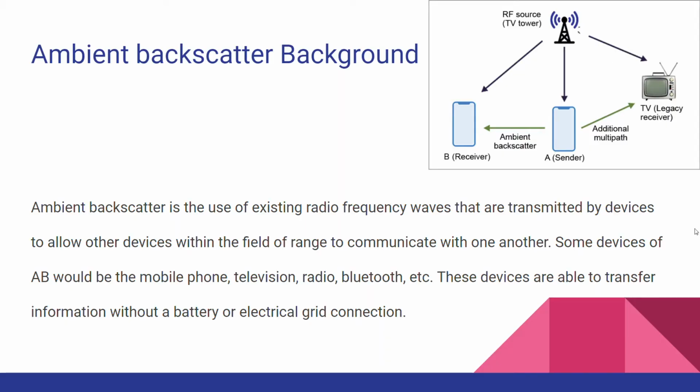Ambient backscatter is the use of existing radio frequency waves that are transmitted by other devices to allow other machines within their field of range to communicate with each other. Ambient backscatter is an extremely useful technology due to it needing no kind of power source and it being completely wireless. All different kinds of individuals can benefit from the use of these ambient backscatter devices. Although the technology has not yet been applied for heavy commercial usage, it still has an extremely promising future.